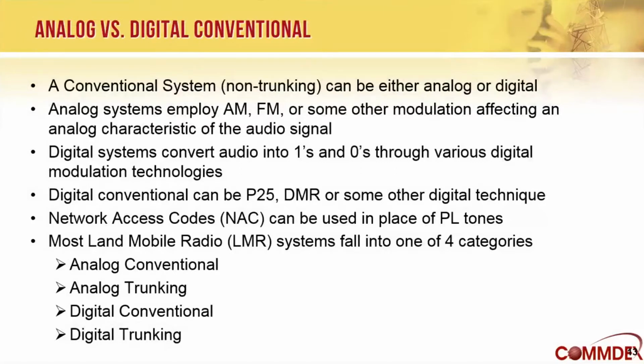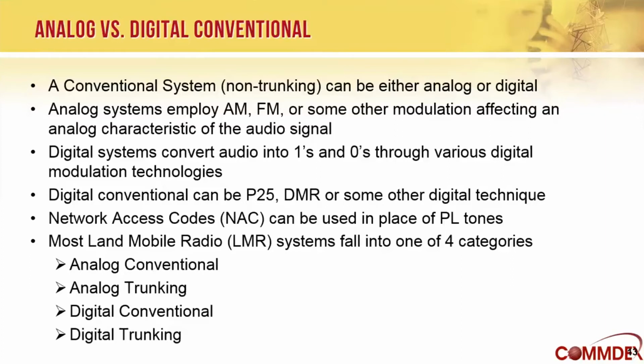So let's talk about the difference between analog and digital in the conventional world. So again, we said a conventional system was not trunking, but it could be either analog or digital. If it's analog, it will employ AM or FM or some other type of analog modulation, which affects the analog characteristics of the audio. A digital system is one that will convert audio into the ones and zeros through some of the digital modulation techniques we'll be talking about later.